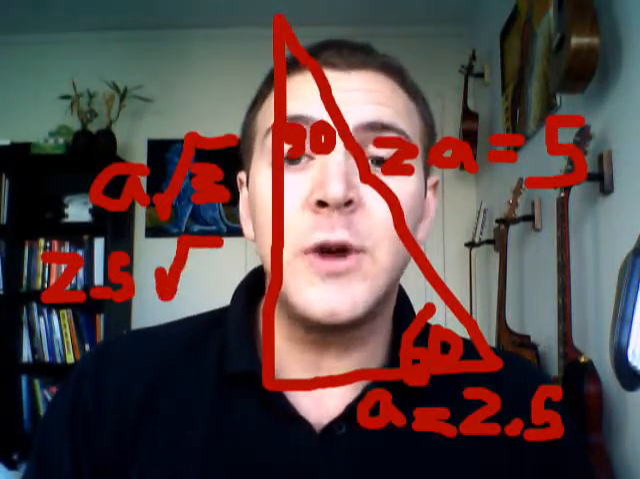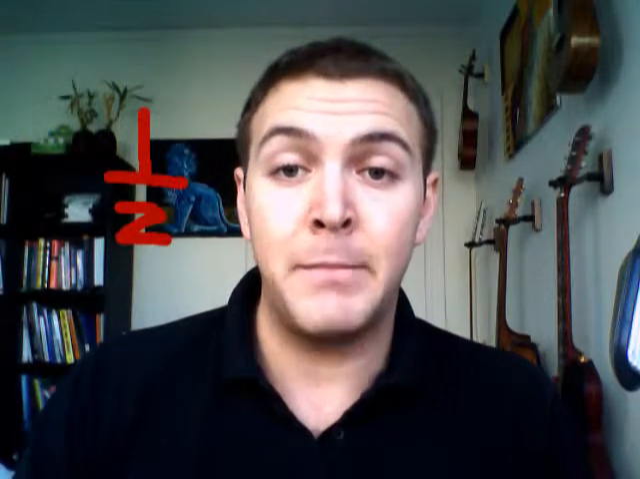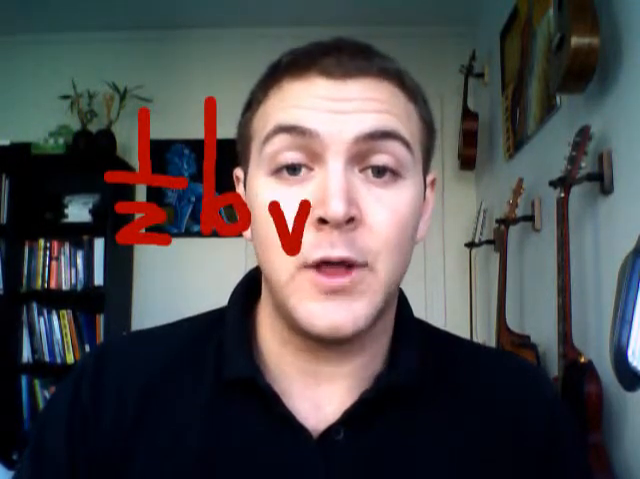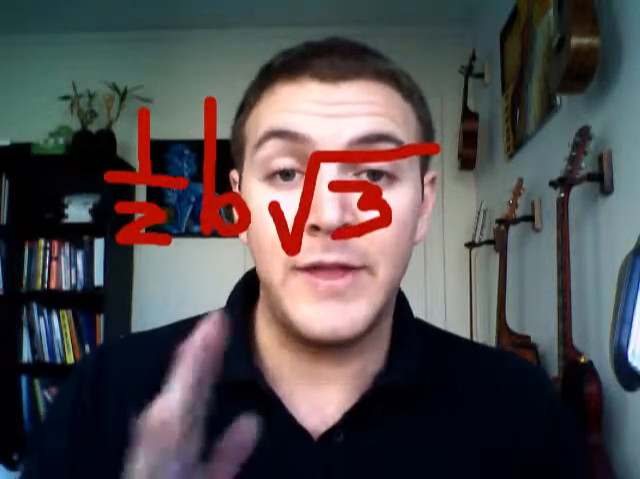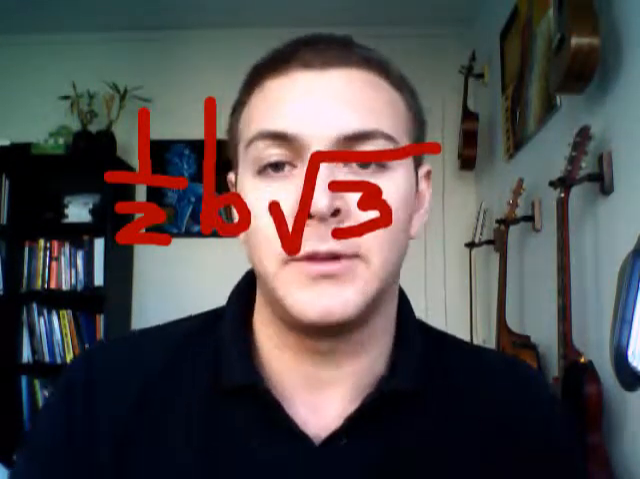So once you have this visual in mind, there's an easier way to remember this, which is just the height of an equilateral triangle is 1/2 the base times root 3. If you remember that, then these problems that ask you to find the height of an equilateral are going to be unbelievably simple.